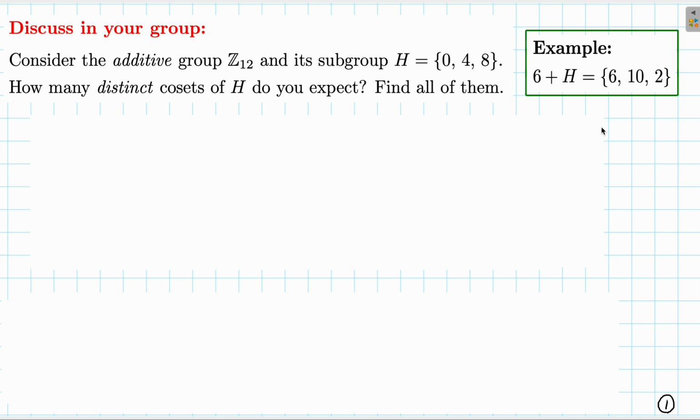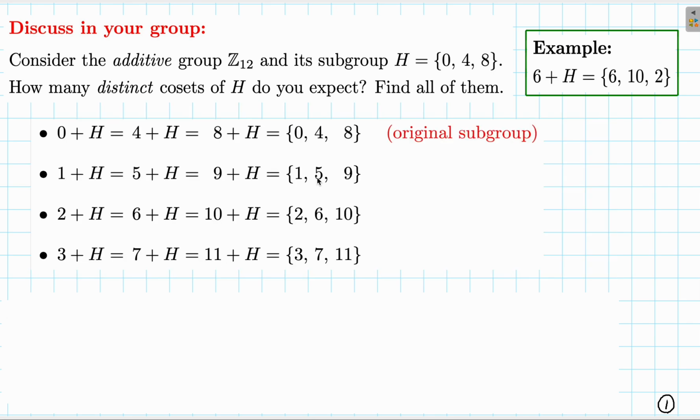adding 6 to each element of H. So if you could pause the video and see if you can answer this question. And here are the distinct cosets of H. There are 4 of them, and perhaps we could have predicted that because there are 12 elements in Z12, 3 elements in H, and 12 divided by 3 is 4.